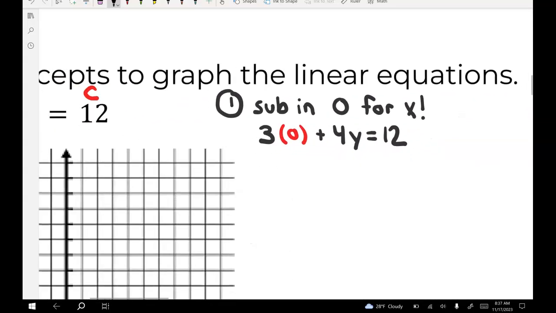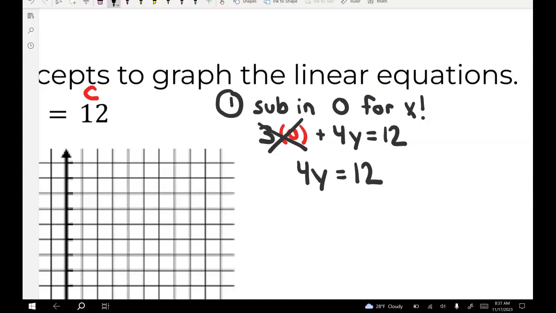So we have 3 times 0 plus 4y is equal to 12. And now we're going to simplify, then we'll have to do just one step to get y by itself. So we could take 3 times 0, and then any number times 0 is just 0. So this goes away, and we're left with 4y is equal to 12.